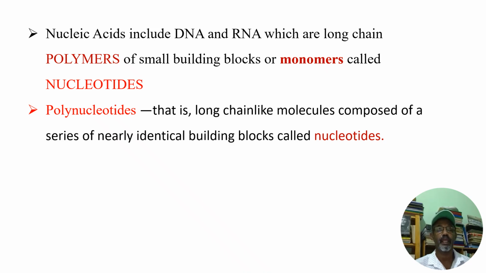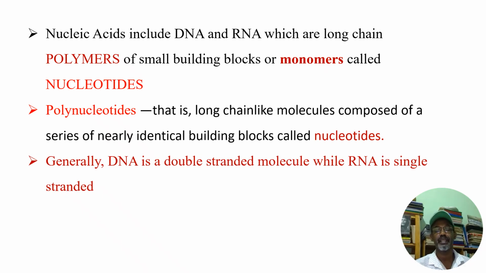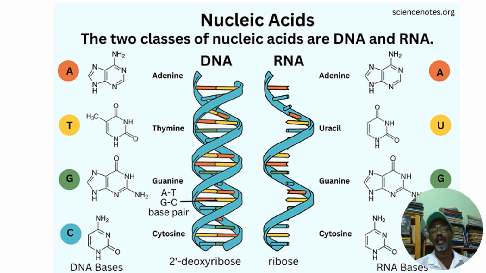Therefore, DNA and RNA are what? Polynucleotides. They are made of many interconnected nucleotides. That is, long chain-like molecules composed of a series of nearly identical building blocks called nucleotides. Generally, DNA is a double-stranded molecule, while RNA is a single-stranded molecule, and this can help you to simply compare the chemistry and the structure of these two genetic information molecules, these two biological molecules which are used as information molecules.